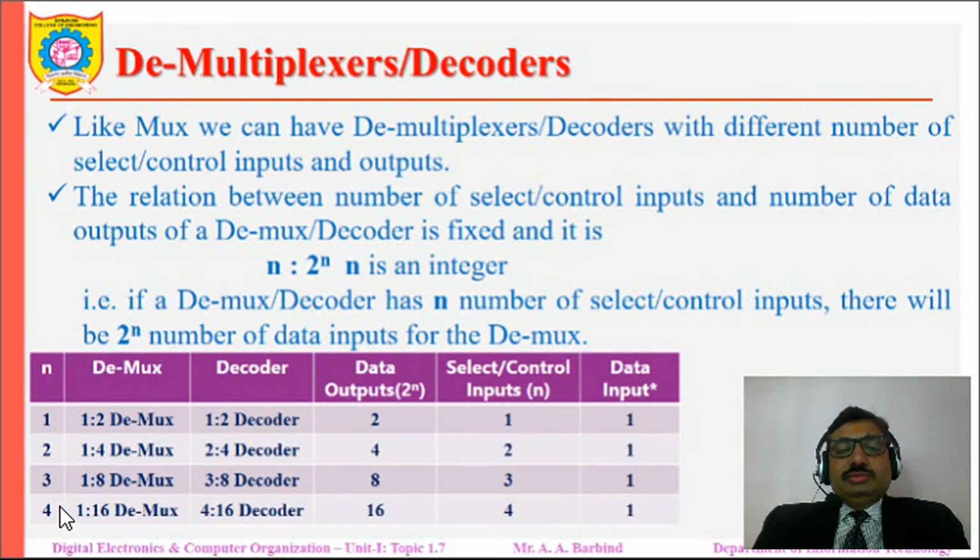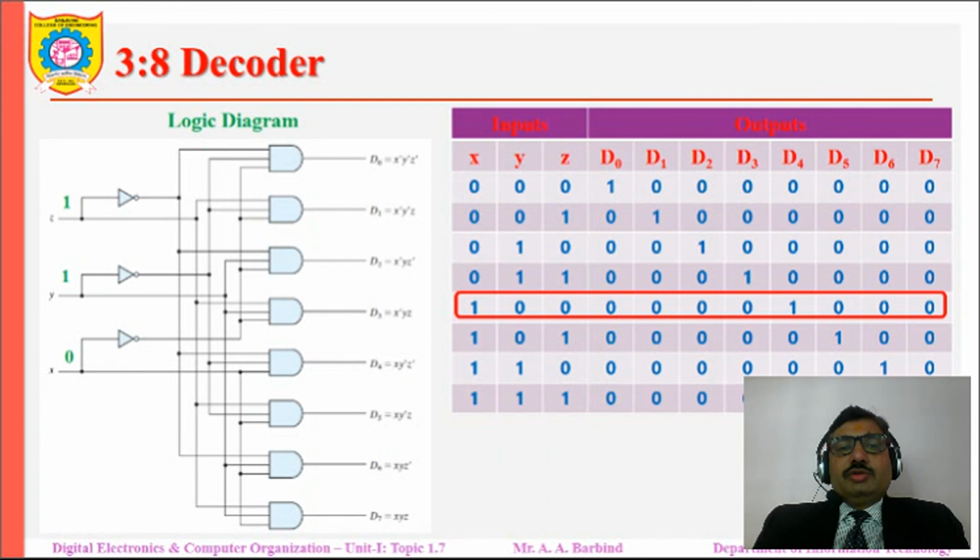The fourth one, when n is equal to 4, it will be 1 to 16 demux, or it will be 4 to 16 decoder. So this device will have 16 data outputs and 4 select or control inputs, and 1 data input, which will be acting as the enable input if it is used as decoder. So this is how you can use the decoder.